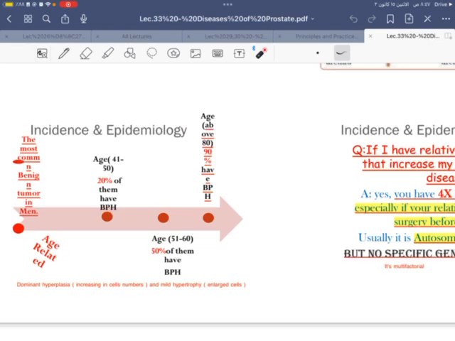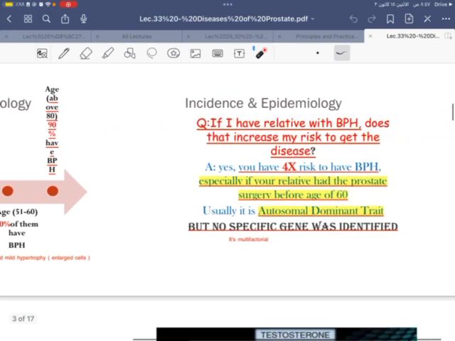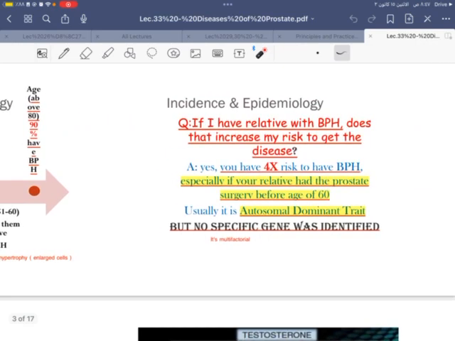As a man gets older, the probability of having BPH becomes higher and higher. As you see here, around 90% of men at the age of 80 and more have benign prostatic hyperplasia. By the way, it's a hyperplasia rather than hypertrophy. There is a small element of hypertrophy, but the dominant process is hyperplasia, which is an increase in cell number.